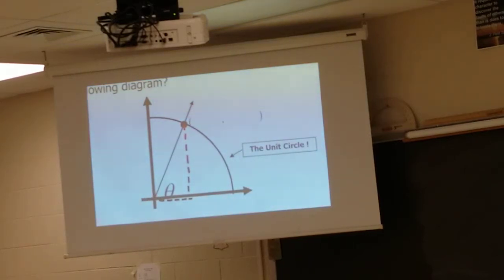How about that hypotenuse? Were you thinking about its length? How long is it? Why is it 1? Why is the hypotenuse equal to 1? Good. The radius of the unit circle. Good. It's the radius of the unit circle. Okay.